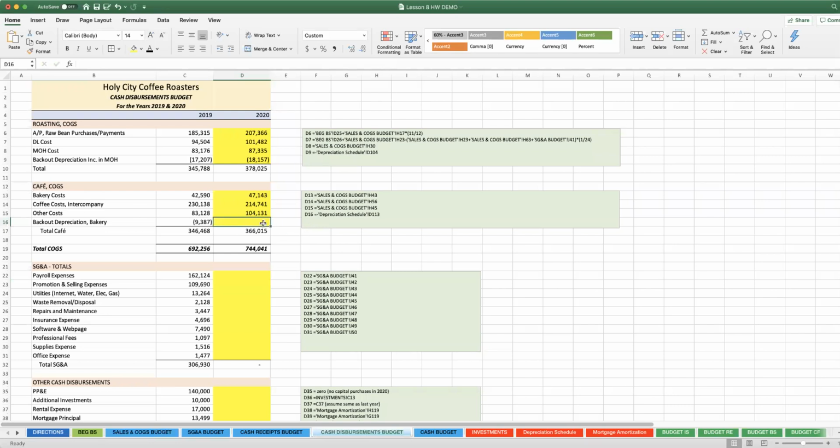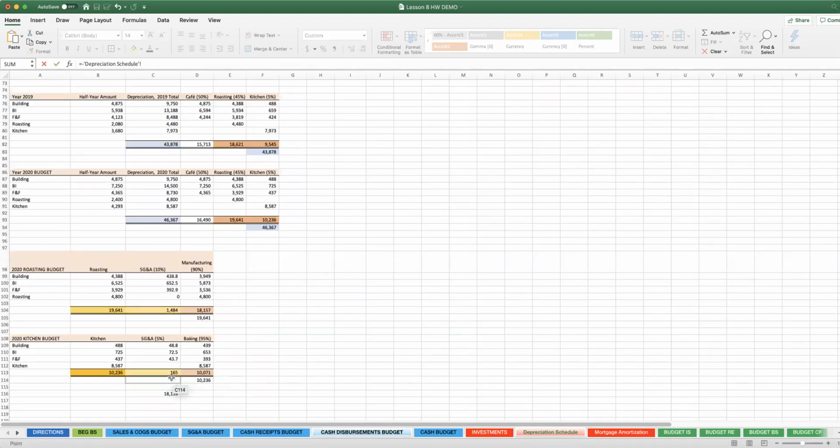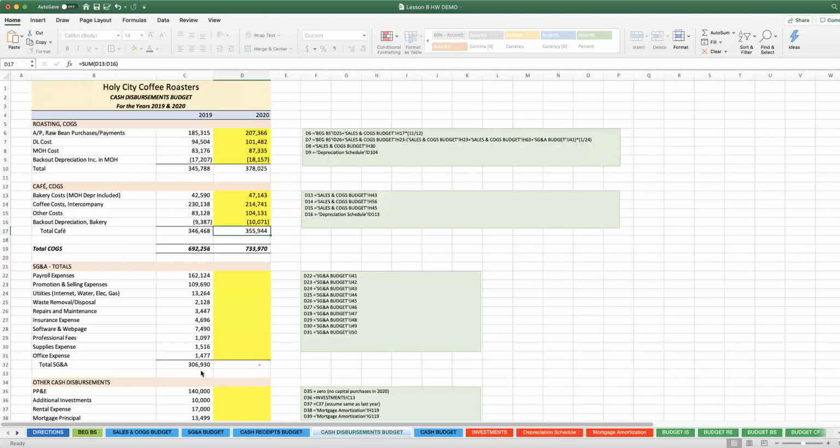You got the same problem here. You got depreciation that's embedded in here. So let me put that in here. MOH depreciation included. Okay, so it's right there. We got to go get it and back it out. So equals minus depreciation schedule D113. Okay, so that's the baking depreciation for 2020 on the kitchen that is included in here. And of course, it's not a cash payment, so you got to back it out. So this backs it out.